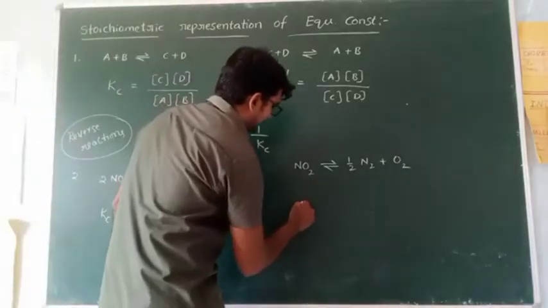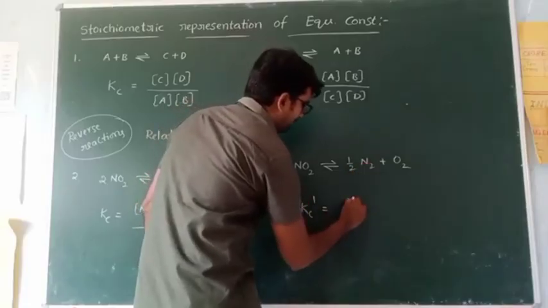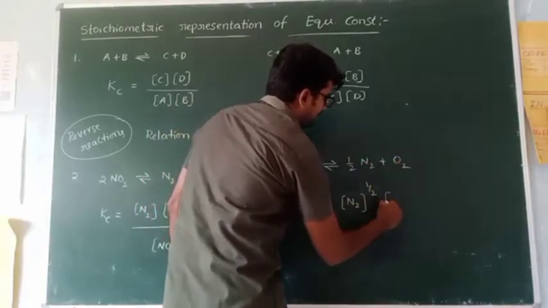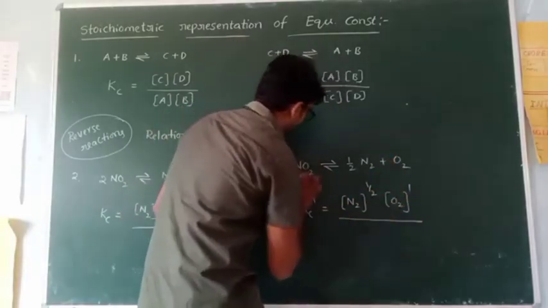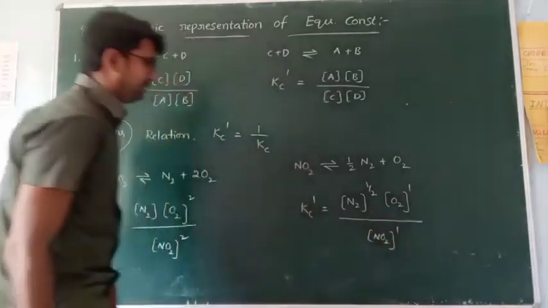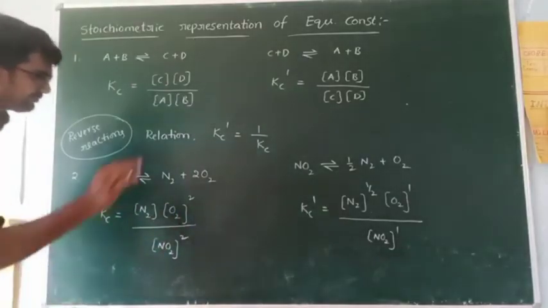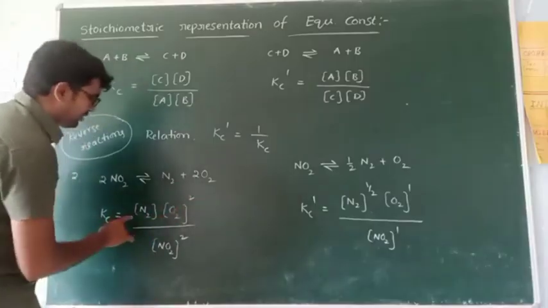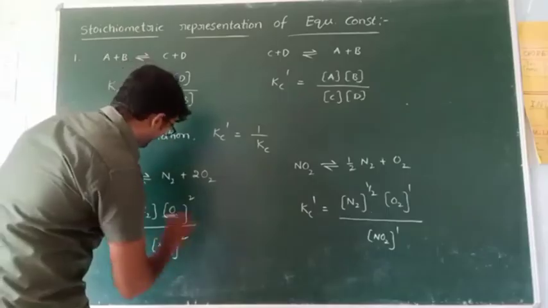Now write for this reaction. Kc dash is equal to concentration of N2 whole power 1 by 2, concentration of O2 whole power 1, means there is no number, means 1, by concentration of NO2 whole power 1. Now what is the relation between these two, Kc dash and Kc? Just take the square root of this one, you get power 1 by 2.